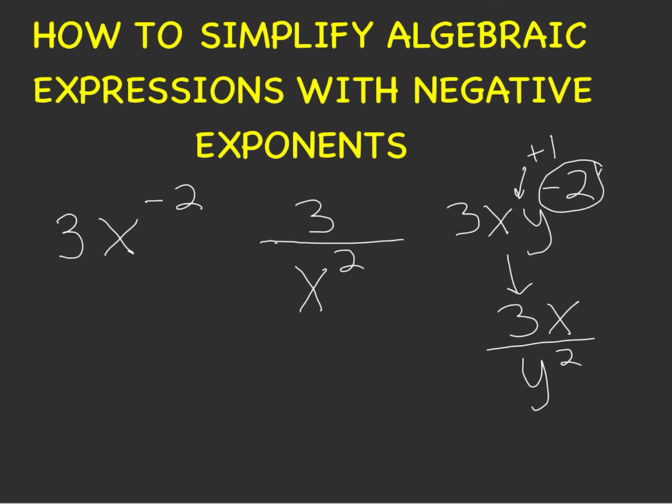So it's almost like magic: when you have a variable with a negative exponent and it crosses that fraction bar and dives down below it, the negative is erased. Okay, think of it like that.